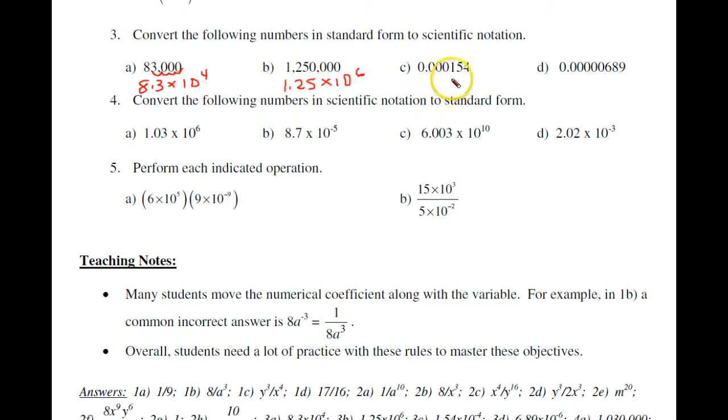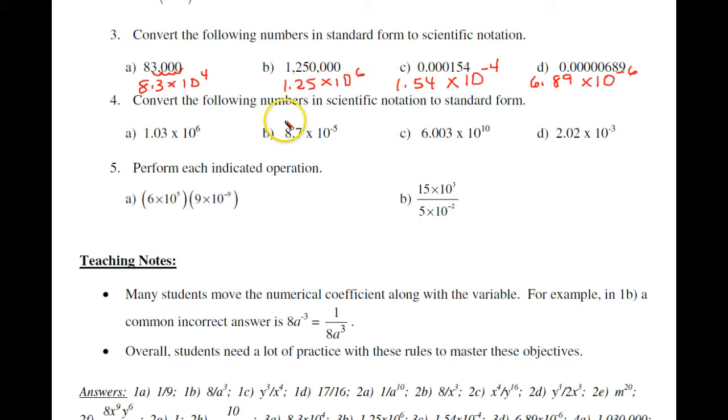Now these are going to be negative exponents. And we're going to move it 1, 2, 3, 4, negative 4. We're moving it over 1, 2, 3, 4 places. And here we're going to move it 1, 2, 3, 4, 5, 6. Negative 6, 6.89. Now we're going to convert.